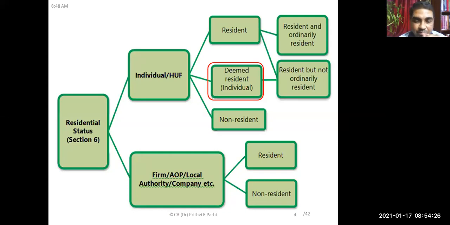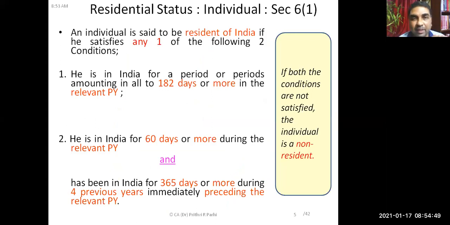Is it clear? Yes, sir. This particular concept is new to us for this year. This concept is new, so we'll be learning that. There are some amendments particularly in relation to section 6, so we need to learn this and pay attention to that.